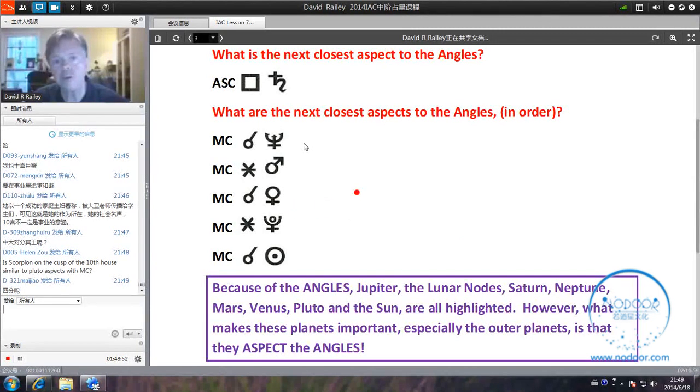Venus also shows influence of mother in career.